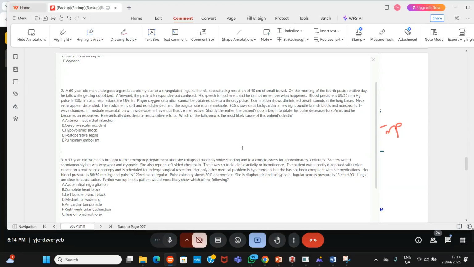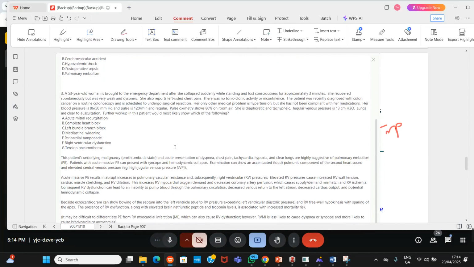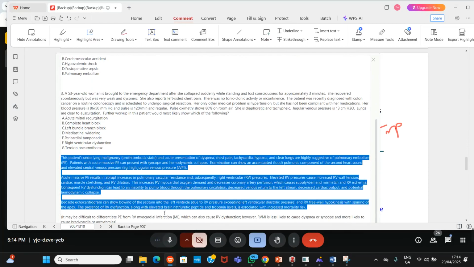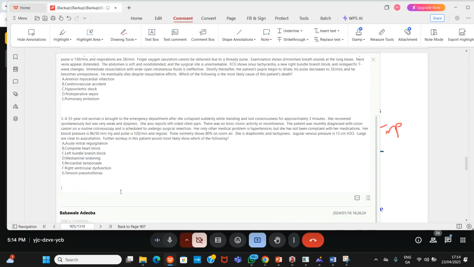And non-specific T-wave changes. Immediate resuscitation with wide open IV fluid is ineffective. Shortly after, the patient's pupils begin to dilate. His pulse decreased to 35 and he became unresponsive. He eventually dies despite resuscitative effort.